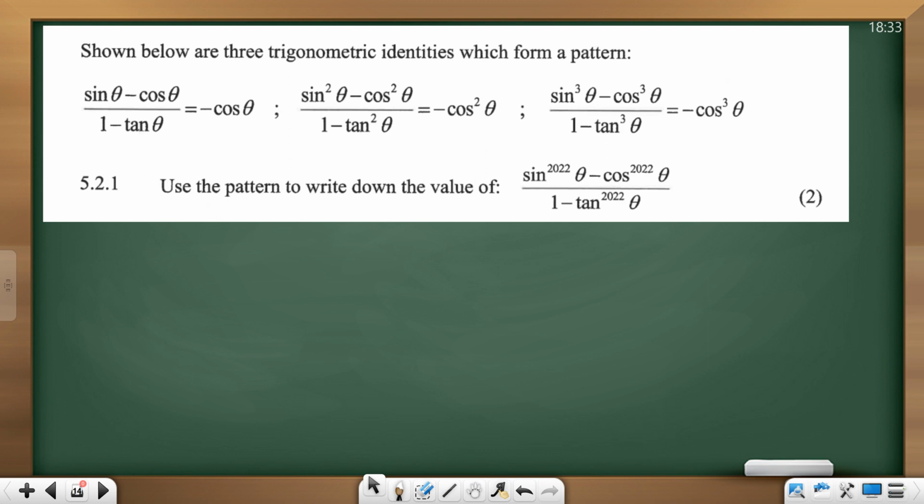Done. We're done. What's our answer? Negative cos 2022. Somebody's busy crying now. Oh, what type of equation is this? This is a free mark. Free mark, just observing. Oh my God, this examiner is very wicked. Ooh, our teacher never did this. Come on.